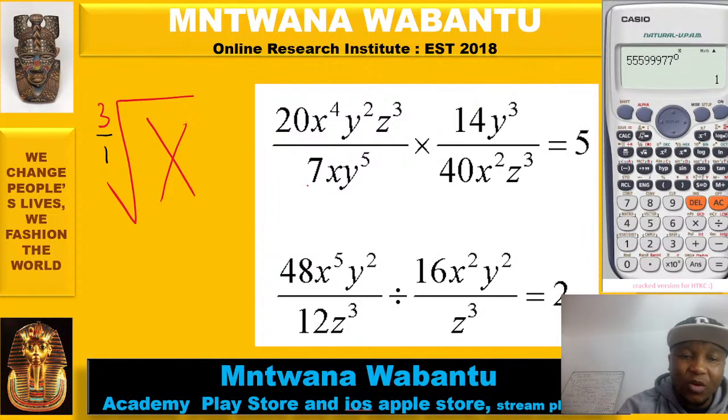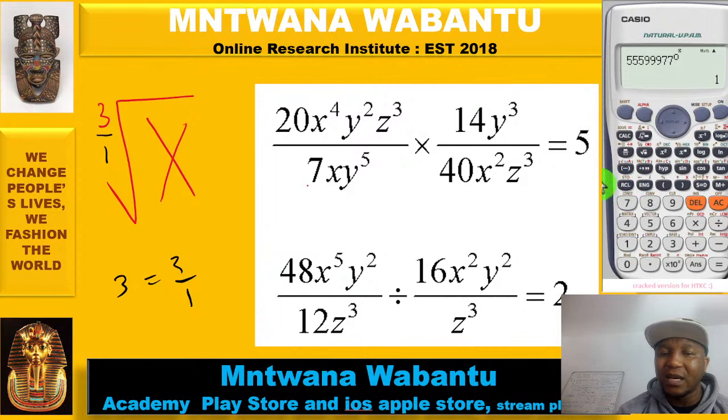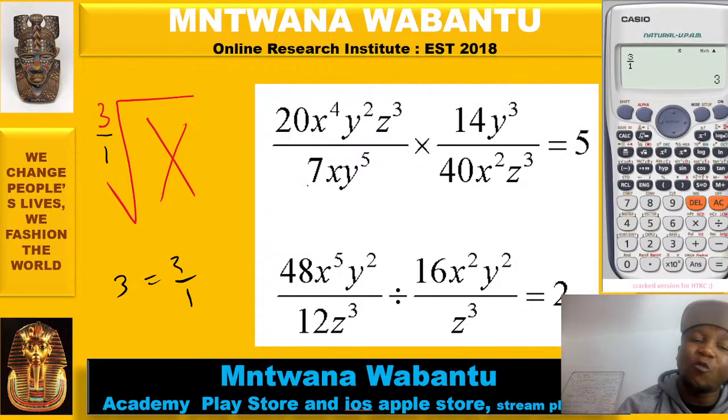You know why? Because if you say 3, it's the same as 3 over 1. If you put it in a calculator, 3 and 3 over 1 are the same thing. If you say 3, the 1 must be at the bottom. Always at the bottom. It still gives you 3, so it does not make any difference. That's why I say 1 at the bottom.